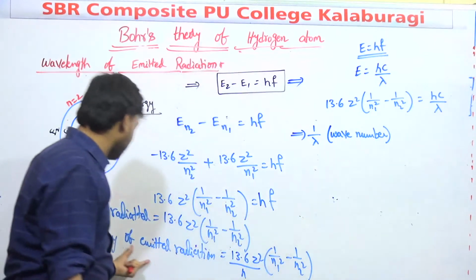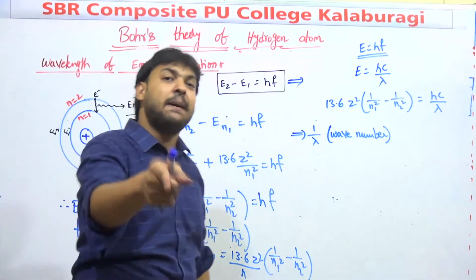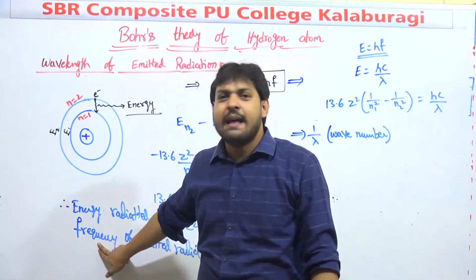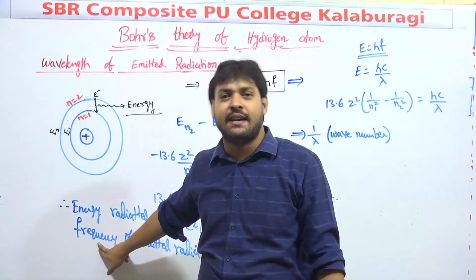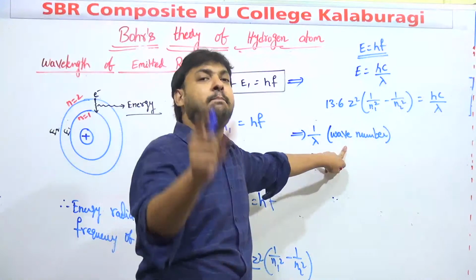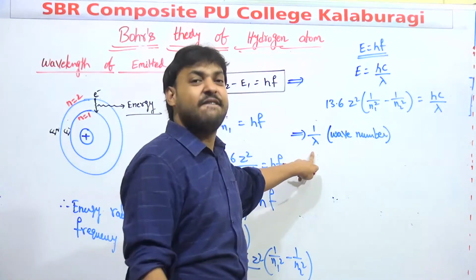What is frequency? The number of waves emitted per second. Don't be confused. We call that frequency. And what is wave number? The number of waves emitted per meter. We call it wave number.